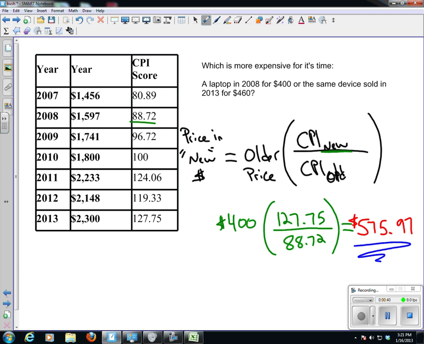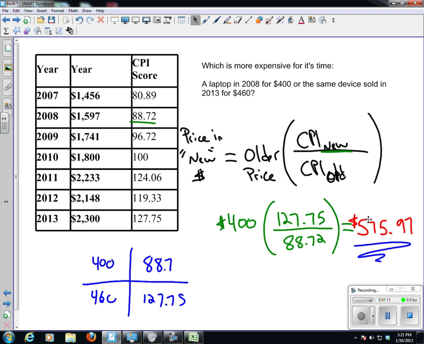Here is an easy way to make sure that you're comparing the right two numbers. You take a look at the numbers that you set up in this chart. We started off with the 2008 price of 400, and we eventually moved to a price of 460. We had a CPI of about 88.7 in 2008, and eventually had a CPI of 127.75. These are the four things that we're looking at when we discuss this problem.